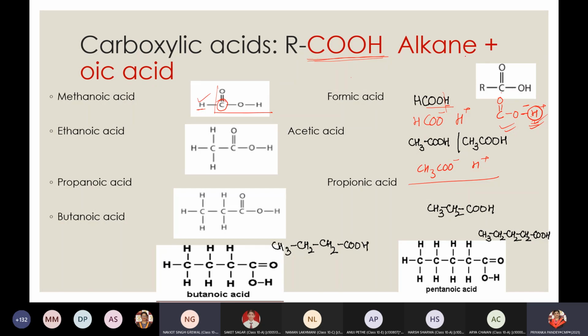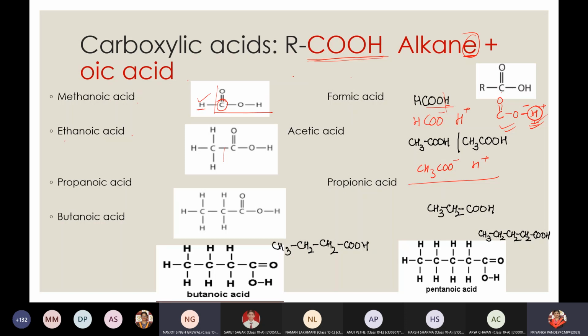The same way, the E of the alkane will be removed and we are going to add oic acid. Methanoic acid, ethanoic acid, propanoic acid. So you write the name of the alkane, because carbon to carbon, leaving this bond, will always be a single bond. Single bond is alkane. So first we write the name of the alkane, remove E, and in place of E, we are going to write oic acid for carboxylic acid.